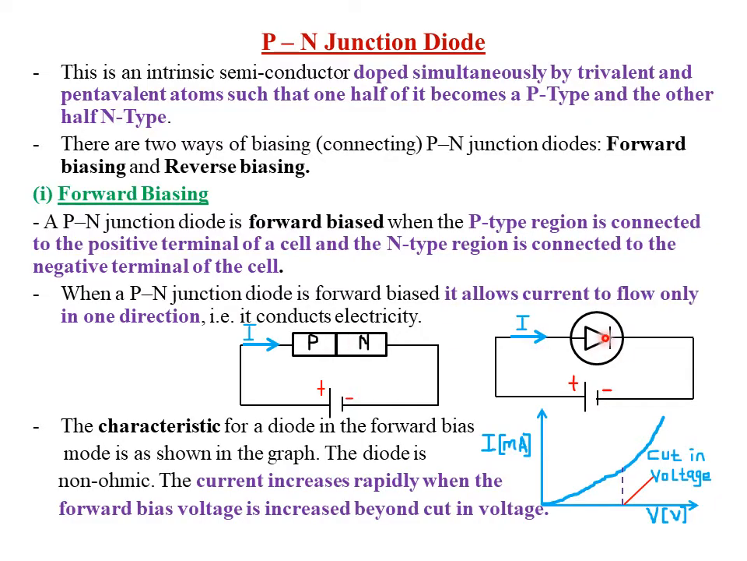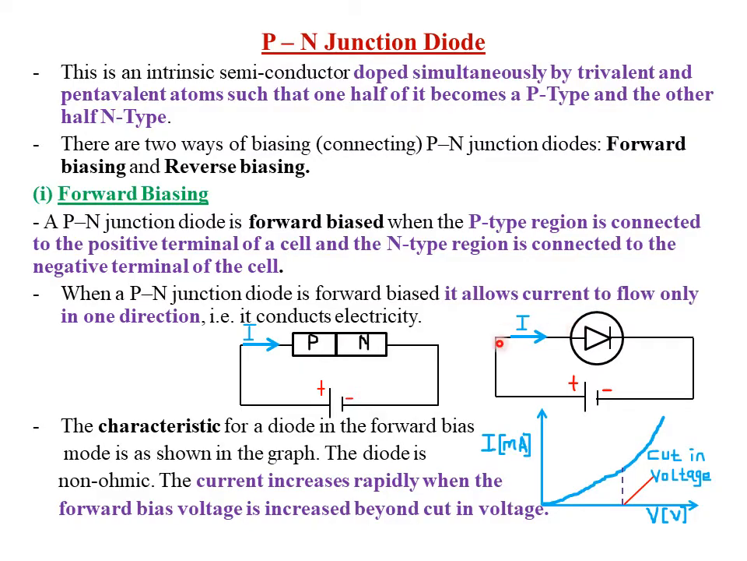Then of course this is an electrical symbol for a diode. You can see this side represents the positive side of our diode. So the positive side is connected to the positive terminal of the battery, or the cell. Then the negative side of the diode is also connected to the negative side of our source of power.